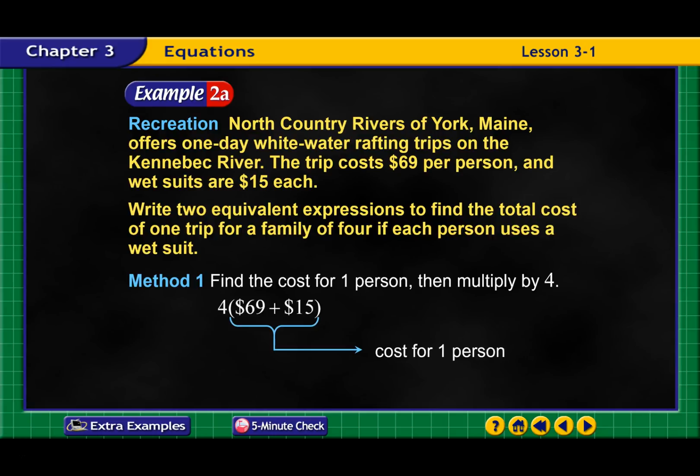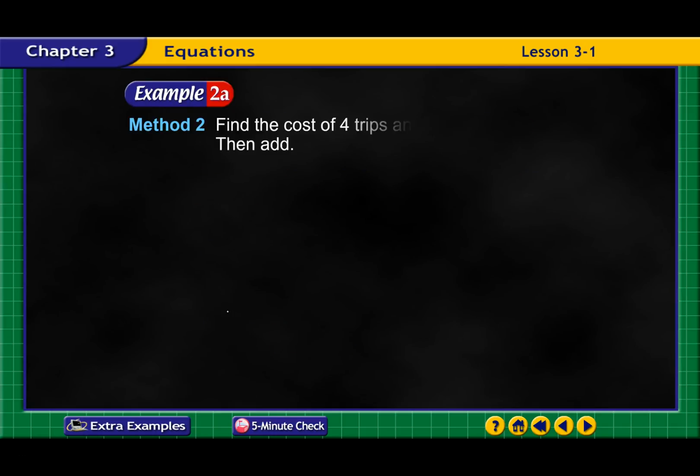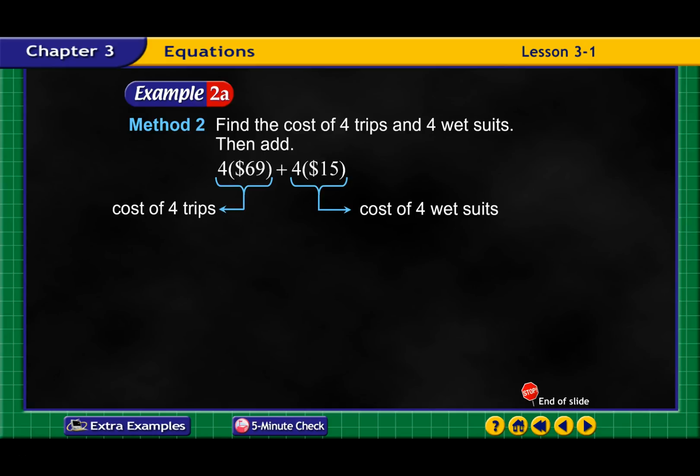All right, so 1, we can find the cost of one person and then multiply it by 4. So we take 69 plus 15 and multiply that by 4 afterwards. So the cost of one person would be these two, and then we multiply that total by 4. The other one is we could find the cost of 4 trips and 4 wetsuits and then add them together. So this is where we would distribute, or actually they just wrote it out before, and the cost of 4 trips would be 4 times 69. The cost of 4 wetsuits would be 4 times 15.